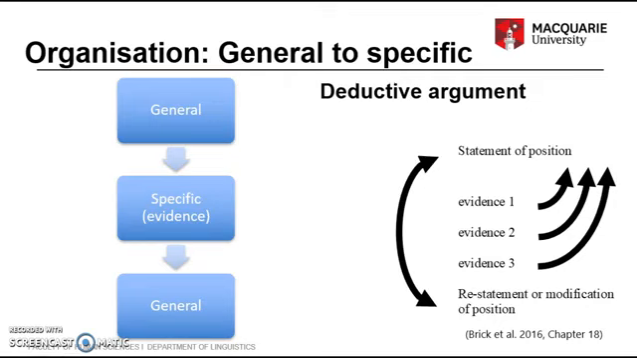Interestingly, it somewhat mirrors the structure of an argument that we use in something like an essay, where you state your position up front, provide your evidence in the body of your essay, and then restate your position in the conclusion. In this way, general to specific paragraphs can be seen as a mini essay, where the topic sentence is a statement of position, the body paragraphs are your evidence, and the concluding sentence is a restatement or modification of your position, stated in the topic sentence.